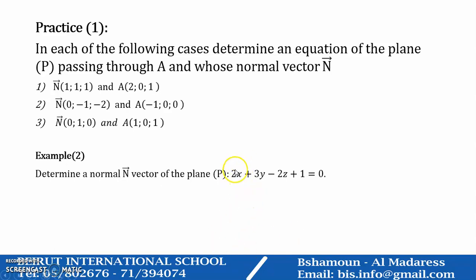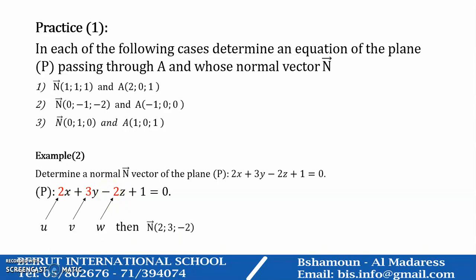Here, this is u, this is v, and this is w. So simply, as you see here, 2, 3, and minus 2 are u, v, and w. Then what can I deduce in this case? Then n, the coordinates of the normal vector, are 2, 3, and minus 2.